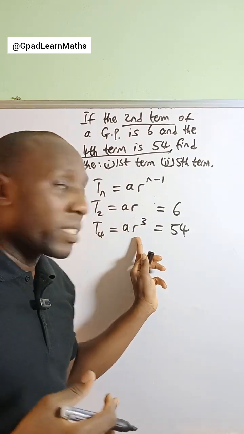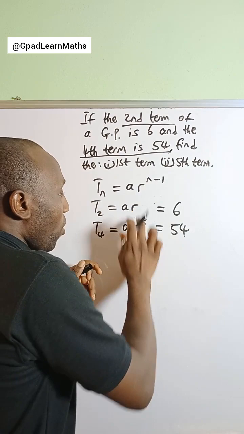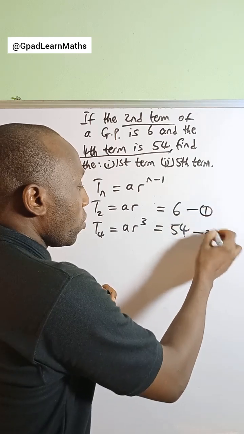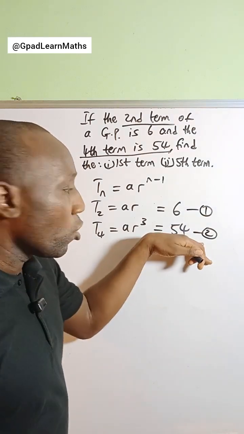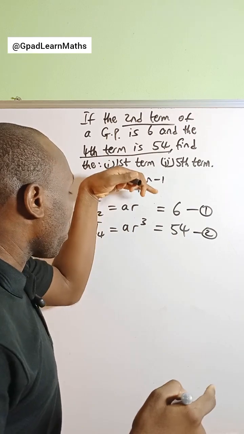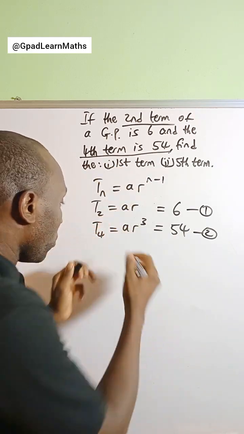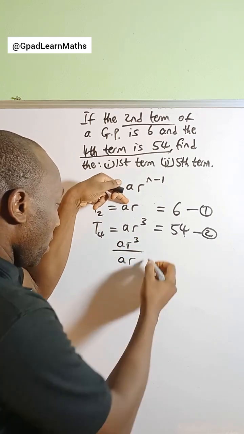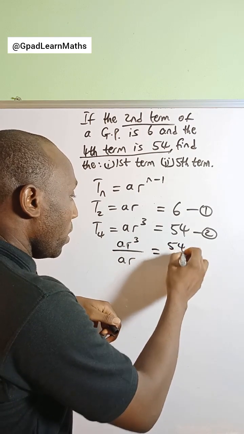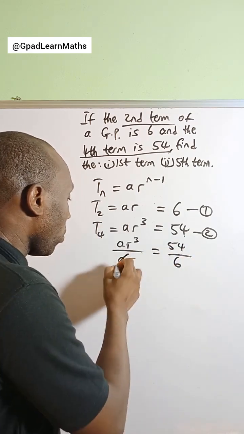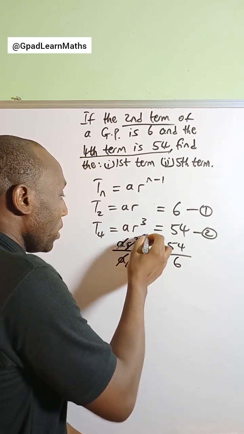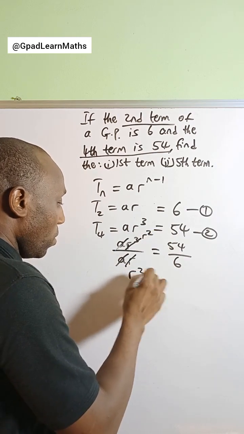Let's start with the common ratio first. So if I want to get the common ratio from these two equations, let's call this equation 1, call this equation 2. I'm going to say equation 2 divided by equation 1. If you do that, a will cancel. So it's a r cubed divided by a r is equal to 54 divided by 6. So a cancels a, you see it? Then the r cancels one of it. You are left with r squared.